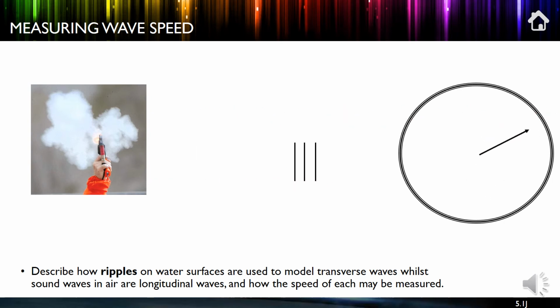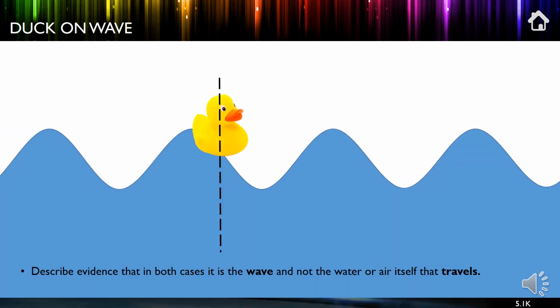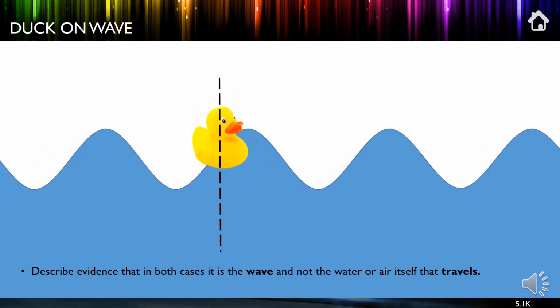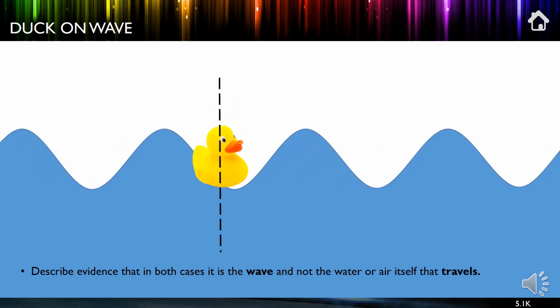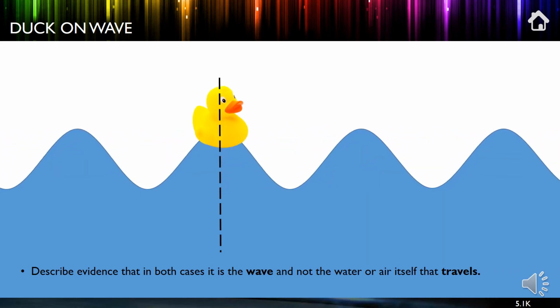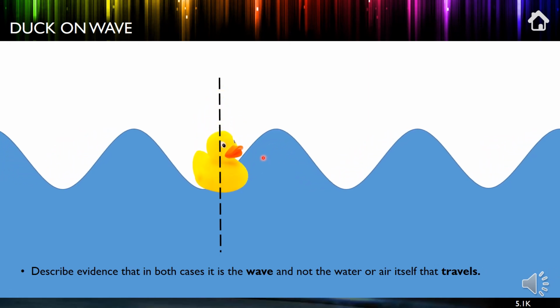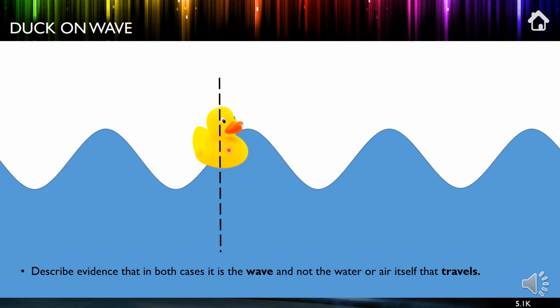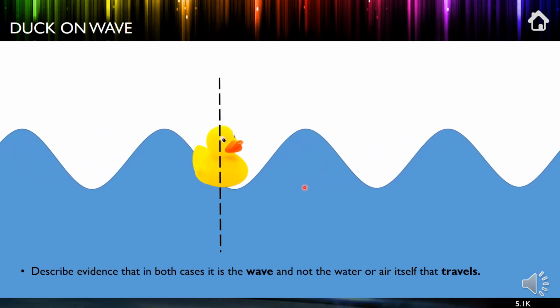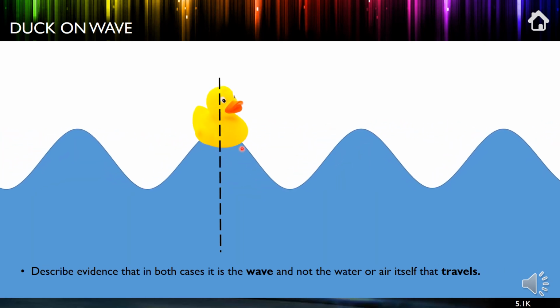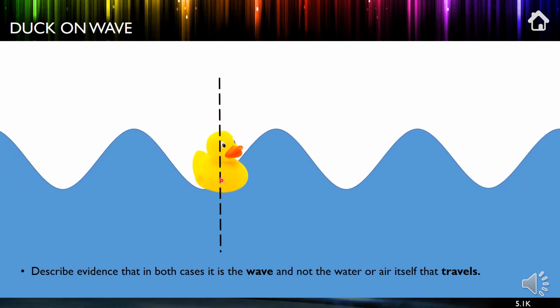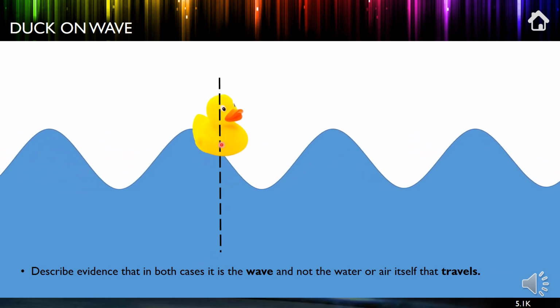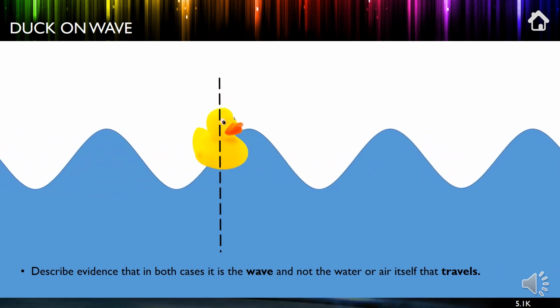Finally then, reiterating the idea that a wave doesn't transfer matter, so the water is not moving along, it's moving up and down, it's the wave that's moving along. If the water was moving along, the duck would move along with it. So the duck's not doing that, it's just going up and down, which tells us it's energy being transferred, not matter.